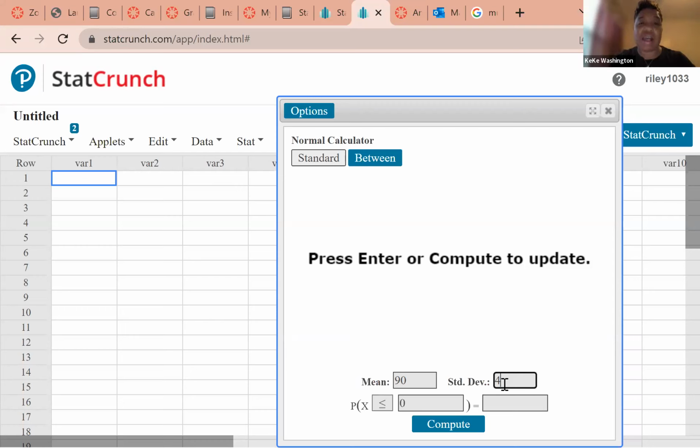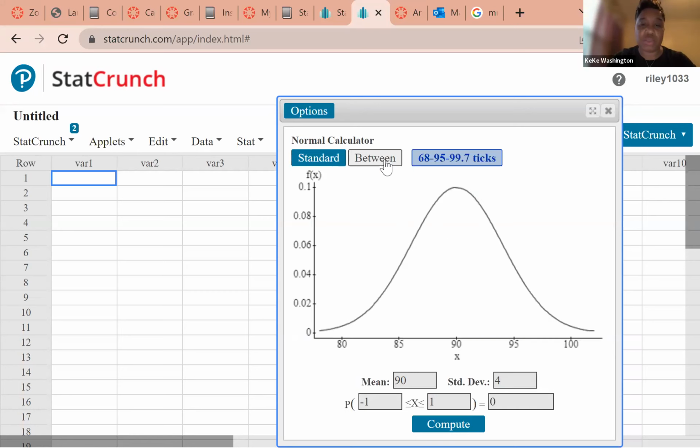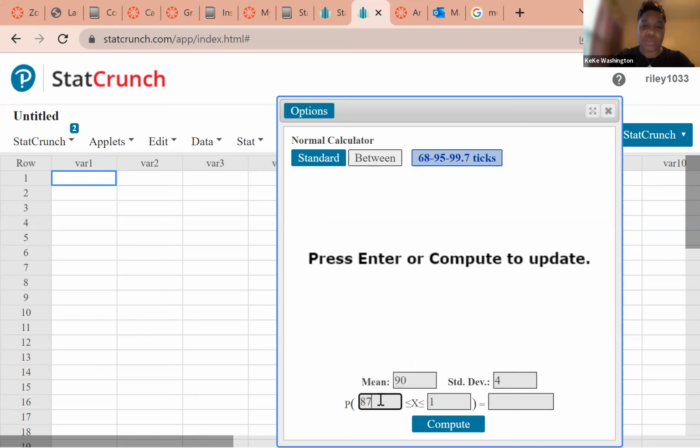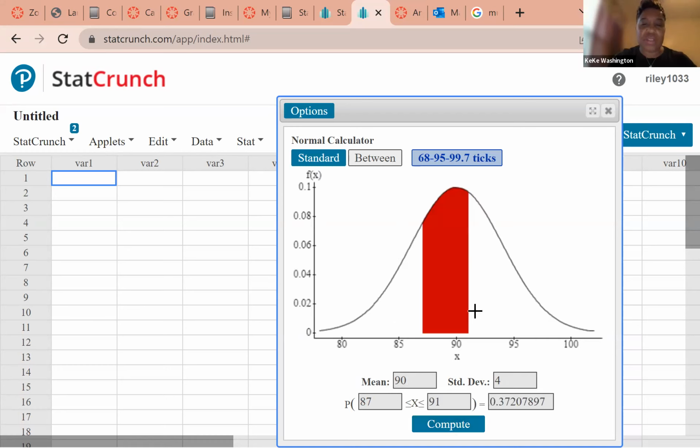Being that I'm interested in between 2 numbers, let's press between. We want between 87 and 91, and compute. Again, it gives you the correct curve that we had already drawn out, and your probability is approximately 37%.